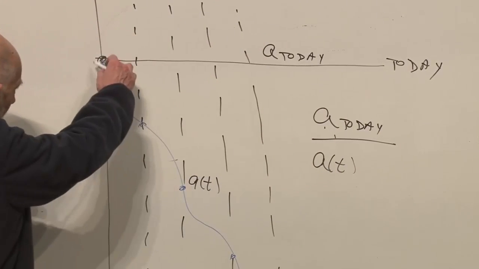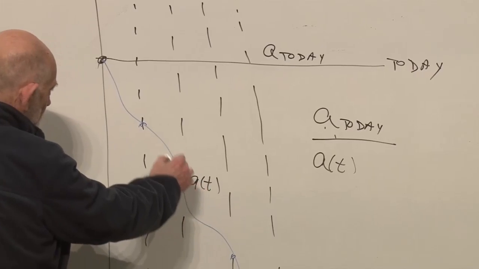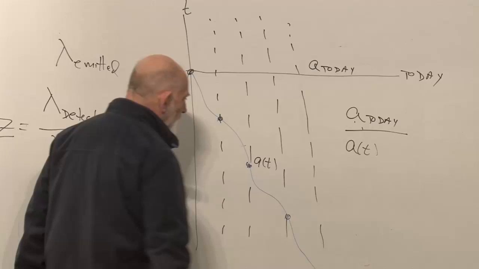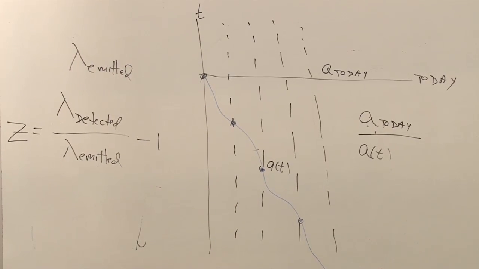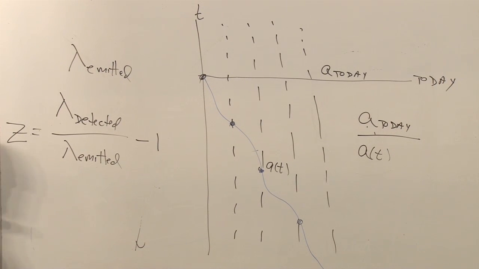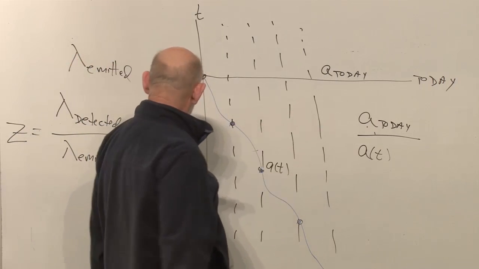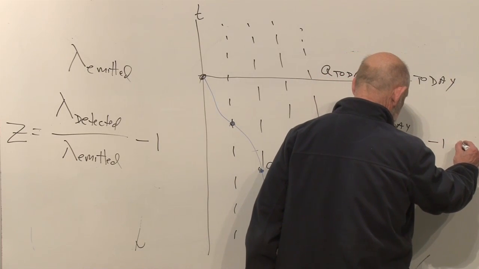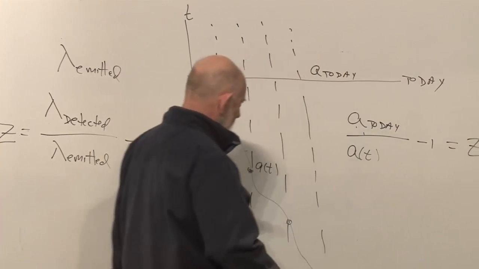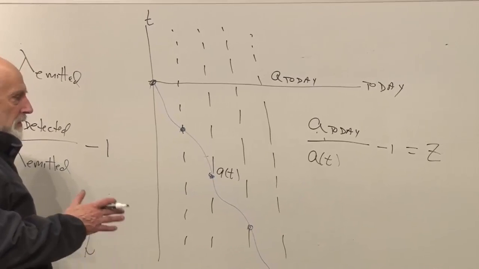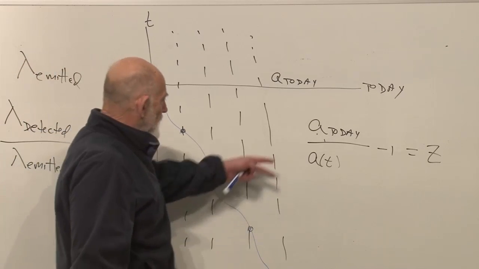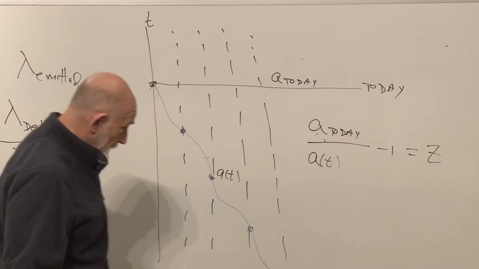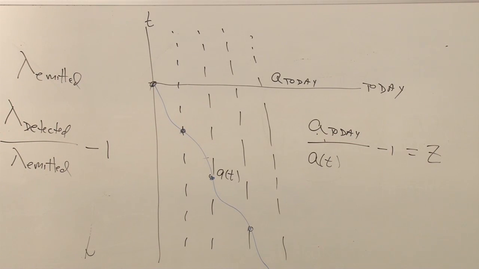Okay. So we look back along a light ray. We see light emitted over here, over here, over here. And each emission has a different redshift factor. A today over A of t, this -1 is equal to Z. So if we know the scale factor at the time of emission, then we know what Z is. Okay, so that's good.